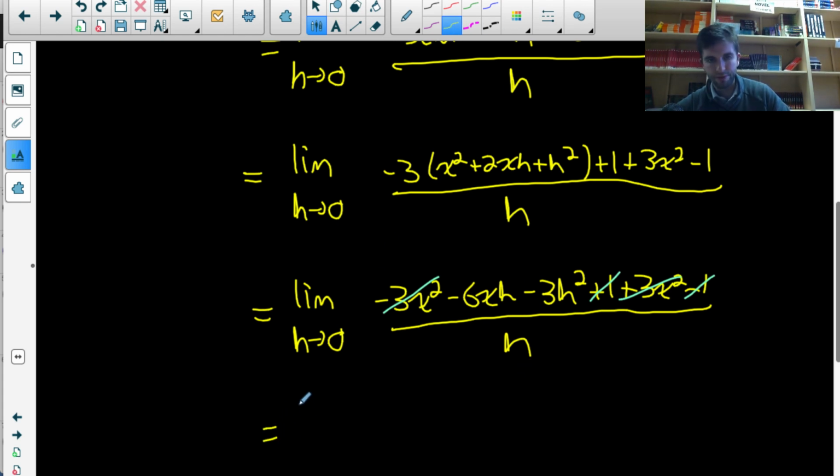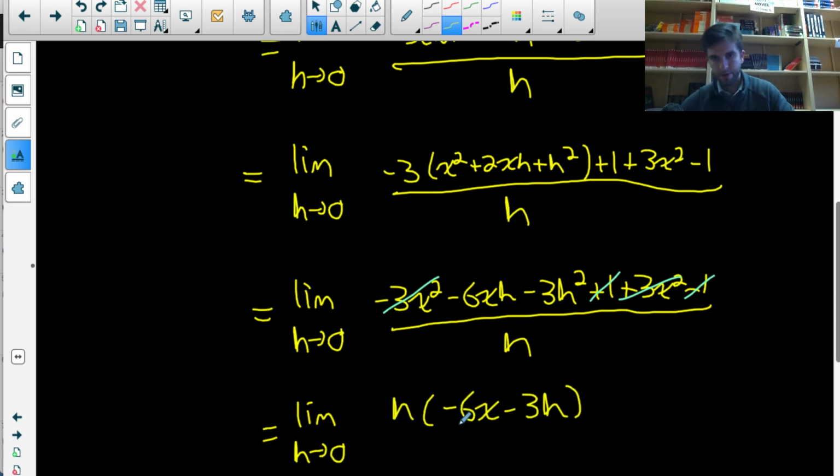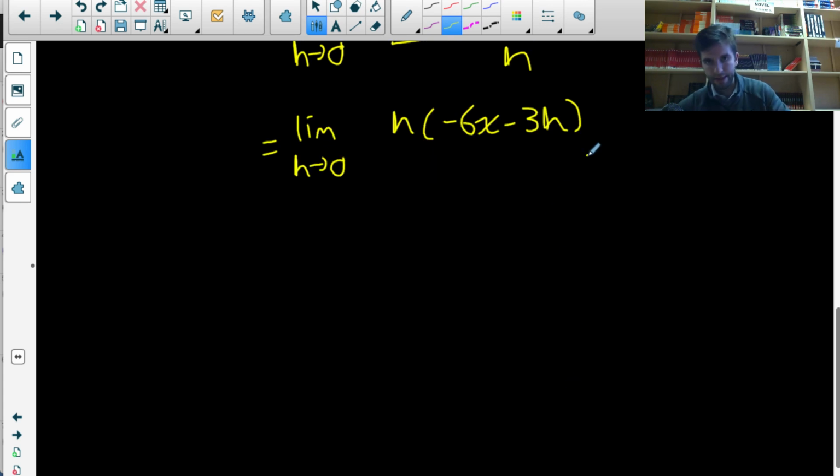So there's 2 terms left in the numerator, and notice they both have an h. So I can common factor an h out from both of them and get negative 6x minus 3h. And that's all being divided by h. If I plugged 0 into this, I would get 0 over 0, which is undefined, but we're interested in the limit as h approaches 0.